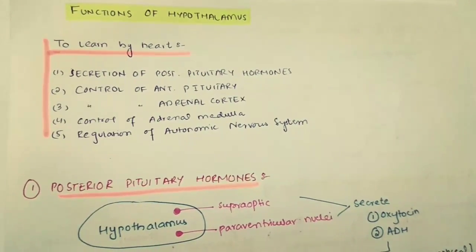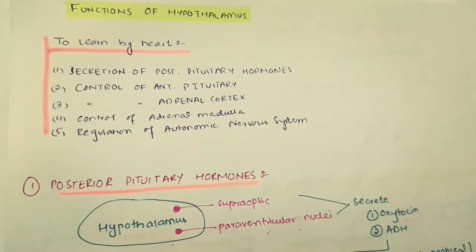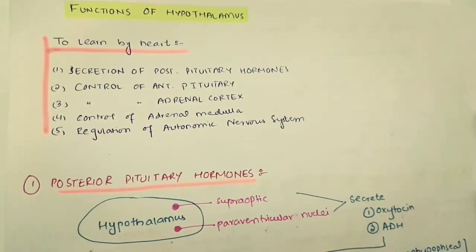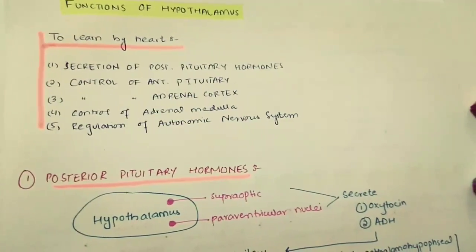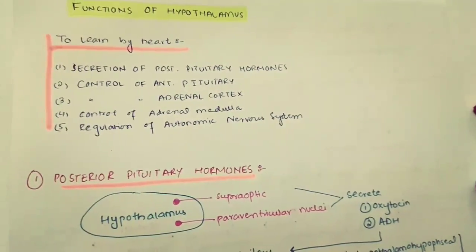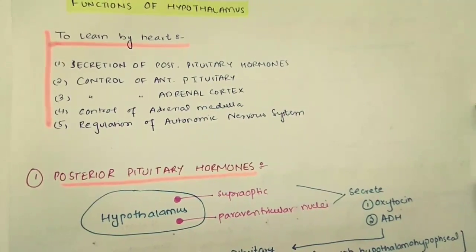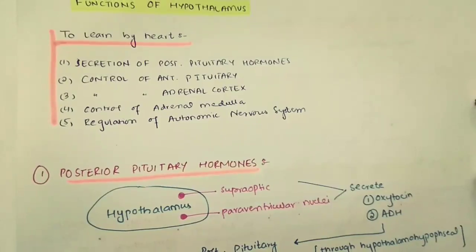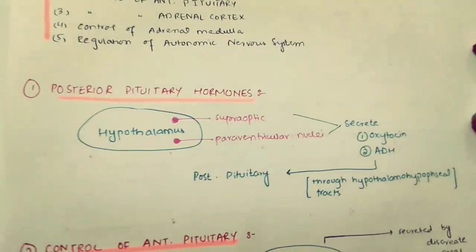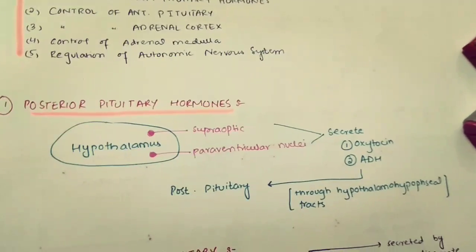Today we're going to study the functions of the hypothalamus, and we're going to learn secretion of posterior pituitary hormones, control of the anterior pituitary, control of the adrenal cortex, control of the adrenal medulla, and regulation of the autonomic nervous system. So for the first function, we've got the control of posterior pituitary hormones.